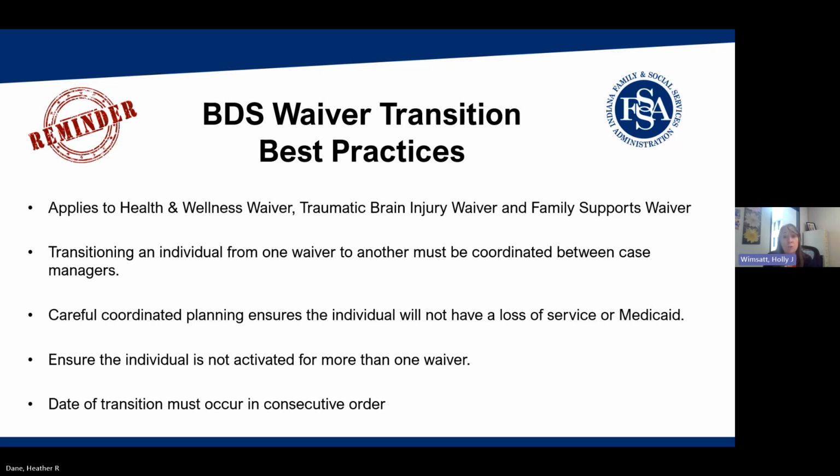So case managers need to work together and with the individual and providers to ensure that, in my earlier example, if the health and wellness waiver ends on 3/31, the family support waiver starts on April 1st, right? Smooth transition. What do we need to do? How do we need to communicate to make sure that transition for the individual is as smooth as possible? And that almost always boils down to communication.